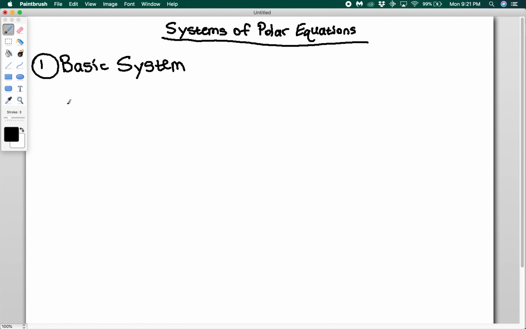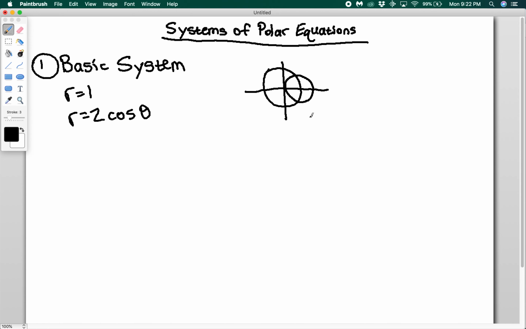So let's say we have r equals 1 and r equals 2 cos theta. And I want to figure out where these two things intersect. Well, for all of these methods, no matter what, always try to start out with a sketch if you can. This one we definitely can because I have a circle of radius 1. And then I have a circle that passes through the pole. If I have a circle that passes through the pole, 2 cos theta, I'm going to have this. And I'm going to have 2 intersection points.